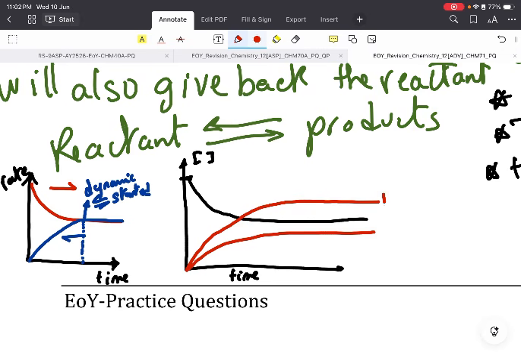So I'm gonna write here product, another type of product, and the one over here reactant. If you look at these two graphs, at this point equilibrium is reached because the lines became constant.